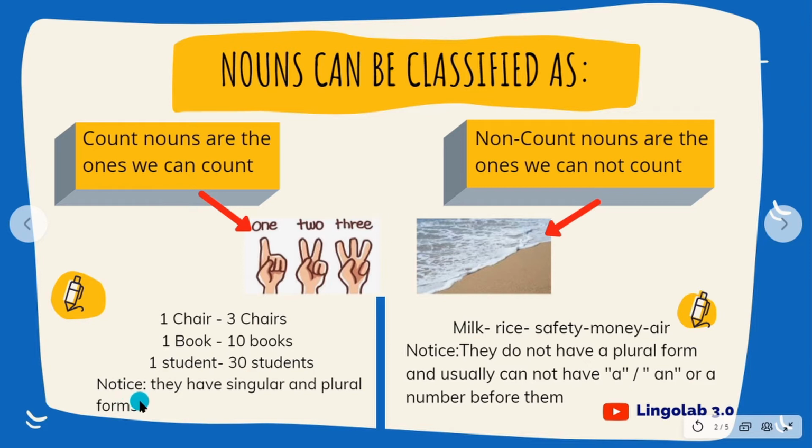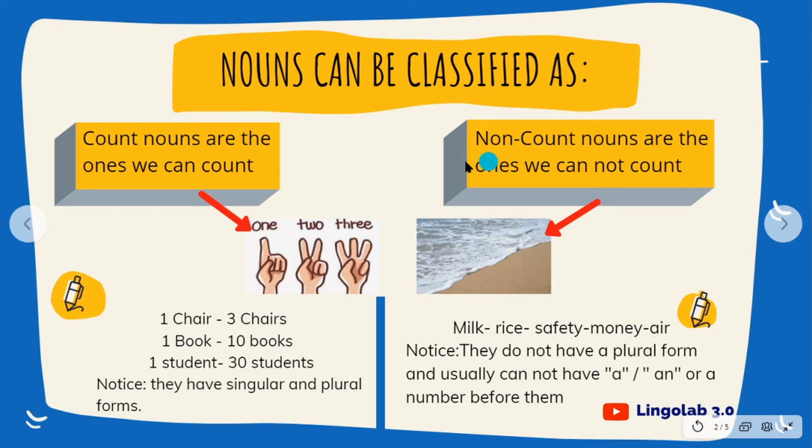Notice here that count nouns have singular and plural forms. You can clearly see it here. 1 chair is a singular form, and 3 chairs is plural. So they do have singular and plural forms.